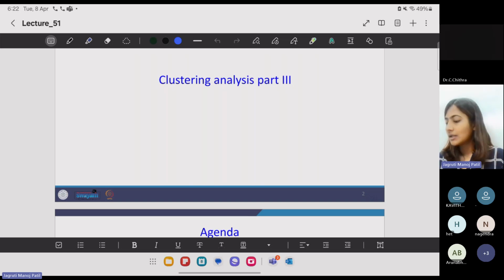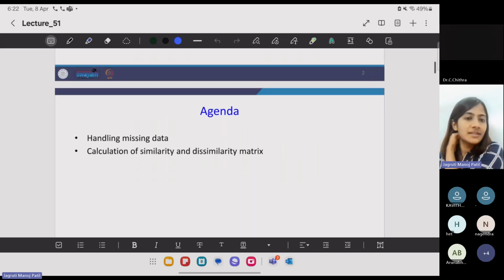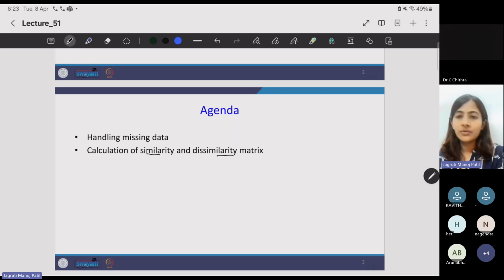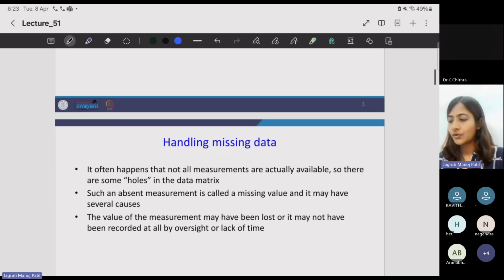For this week, the agenda is: in the first lecture we'll handle some missing data values, and then we'll calculate the similarity and dissimilarity matrices. So what are these matrices? Some of you who have gone through the lecture slides might know that we'll just see the similar values that are there in the matrix. Dissimilar values are one minus those similar values, or the values that are not matching, or the values that cause your data to not follow the trend that you are trying to find.